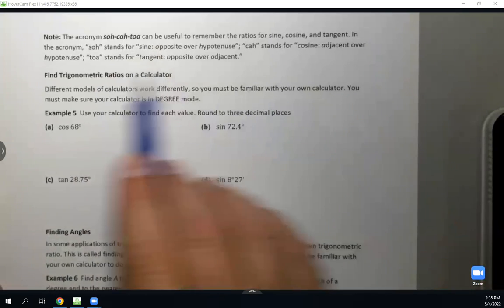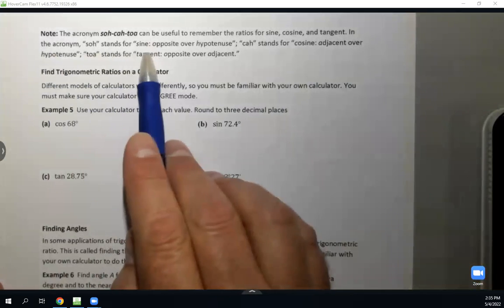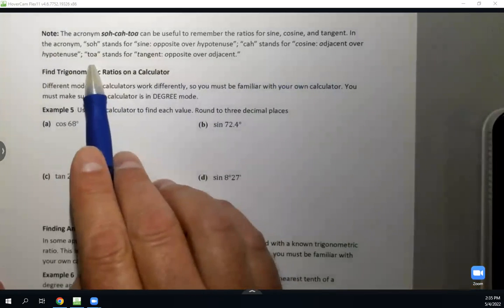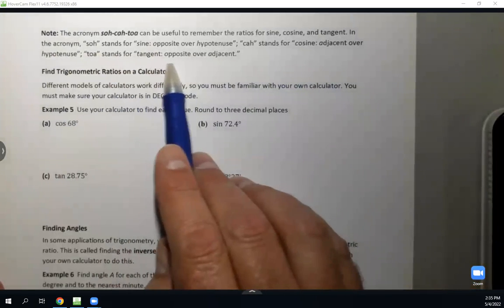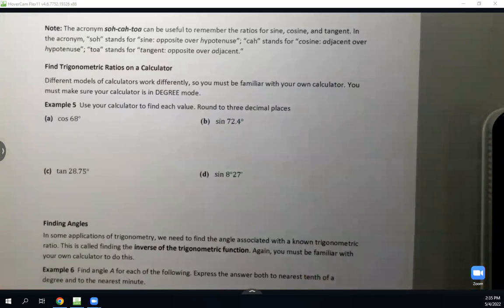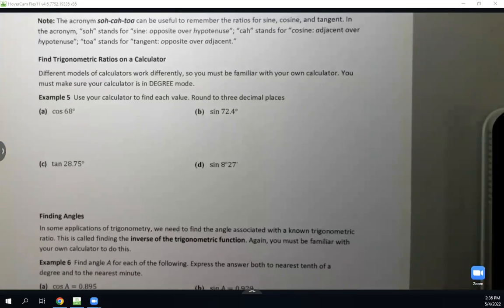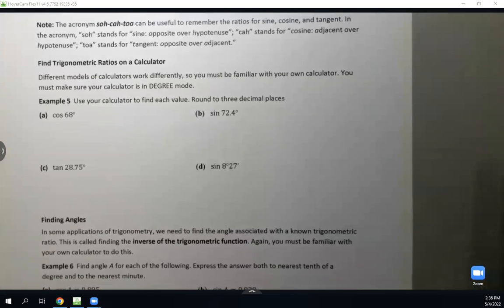remember that, okay? And so again, that's what I've said here. In the acronym, SO stands for sine, opposite over hypotenuse. CA stands for cosine, adjacent over hypotenuse. TOA stands for tangent, opposite over adjacent. Okay. You ever heard of that before? If you ever took any trig, or if it was covered in some other class, it's a pretty common acronym that's used. It's kind of like PEMDAS, right? Please excuse my dear Aunt Sally, to remember the order of operations, okay?